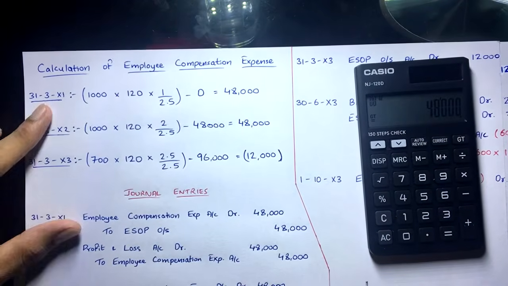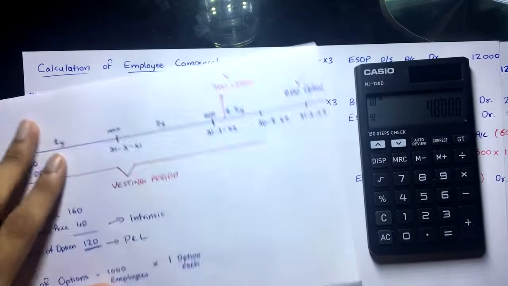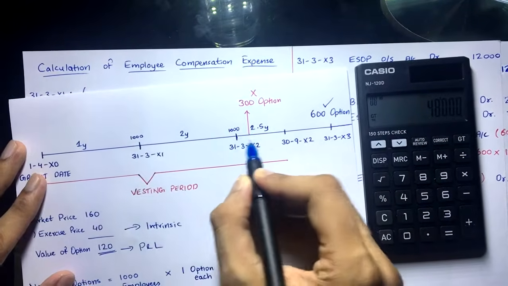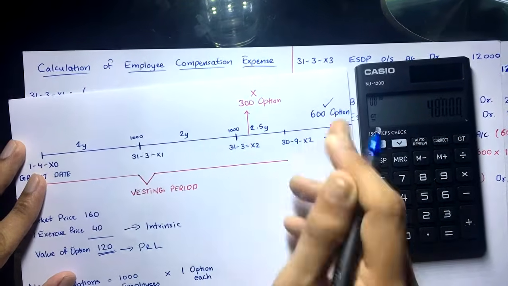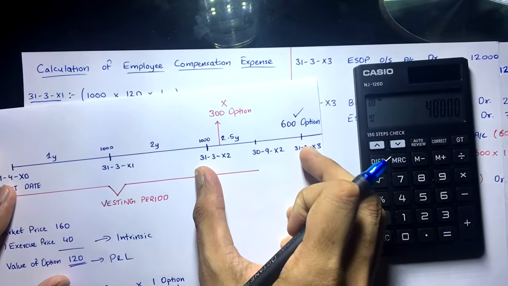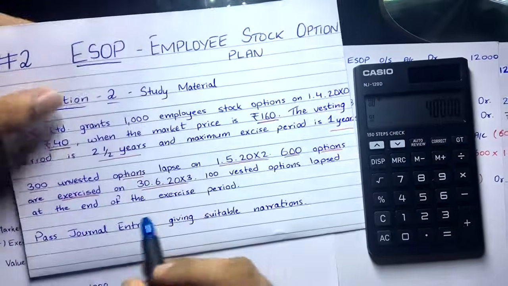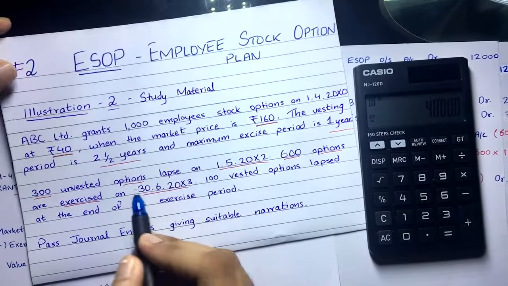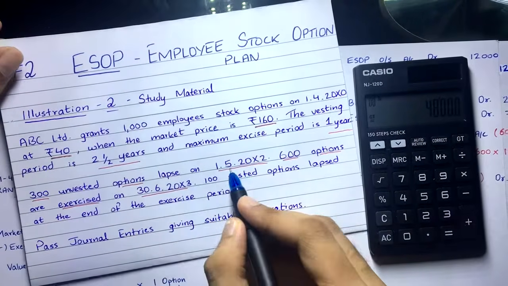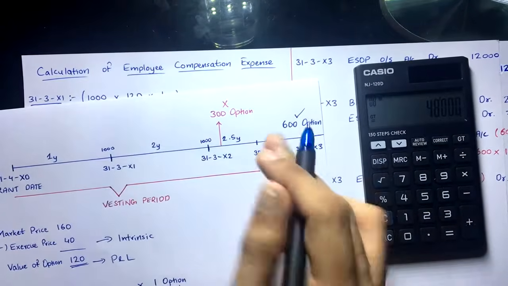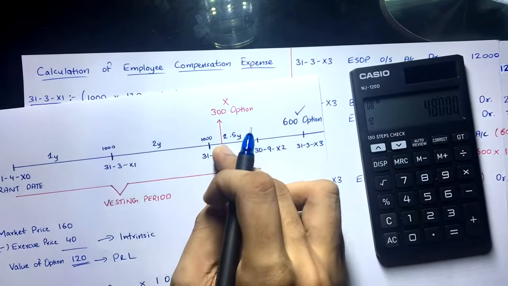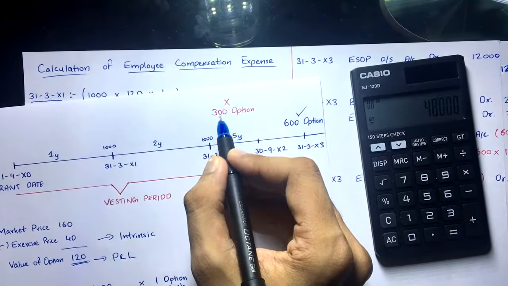In the third year, as you can see, what happened in the third year? Let's get the question. See here, 300 unvested options lapsed on 1520x2. 1520x2 comes in the third year, right? So here the options have been lapsed. 300 options have been lapsed.